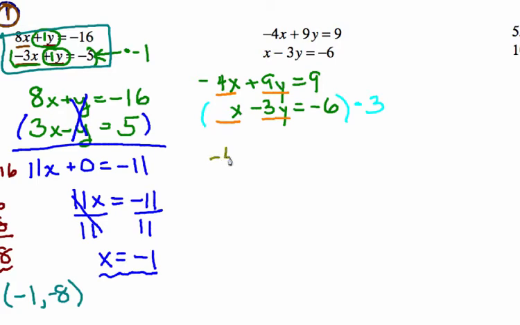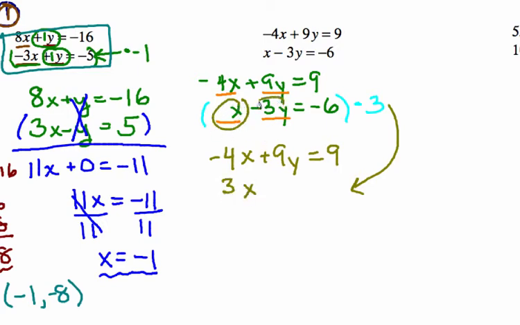So if I copy down the first equation again, and now I'm going to copy down the second equation, having transformed it a bit. It's going to be the same equation in terms of equality to the first one, but it's going to look a little different. So if I multiply this term by 3, I'm going to get positive 3x. If I multiply this term by 3, I'm going to get minus 9y. And if I multiply the last term by 3, I'm going to get negative 18.